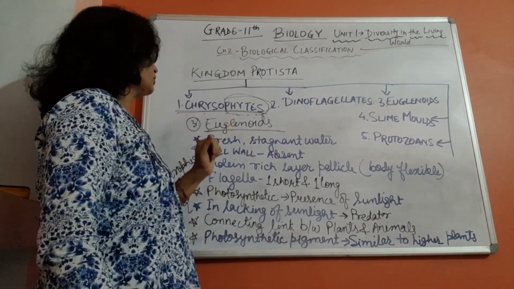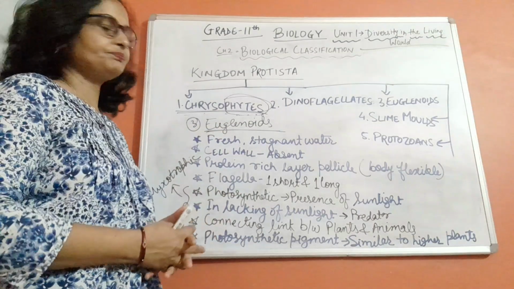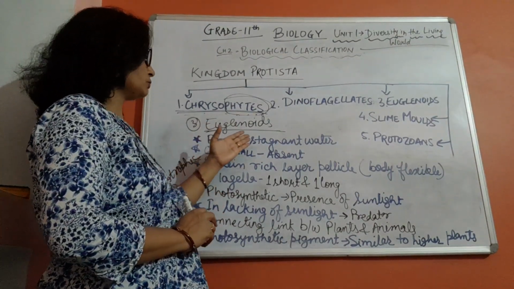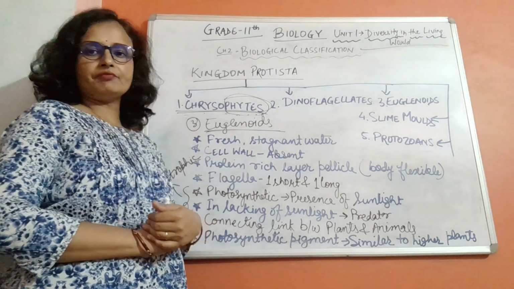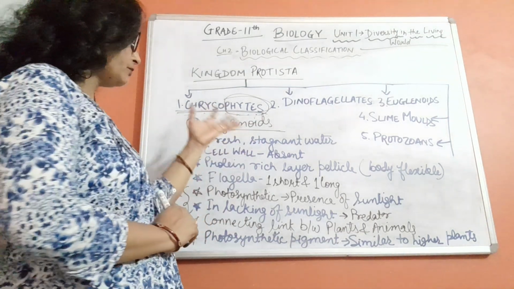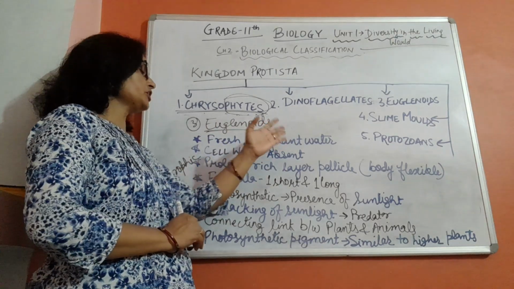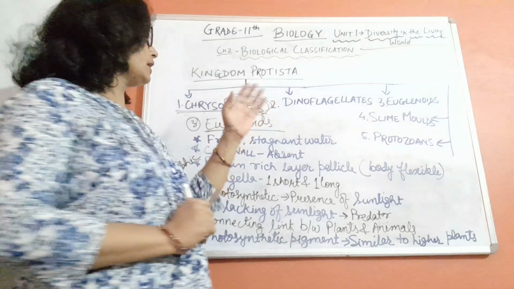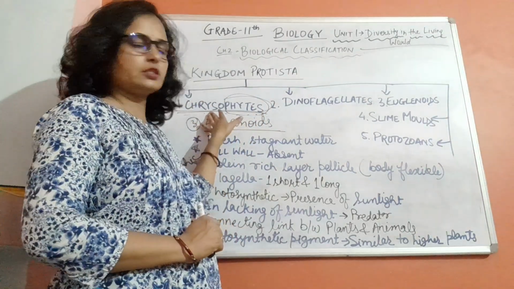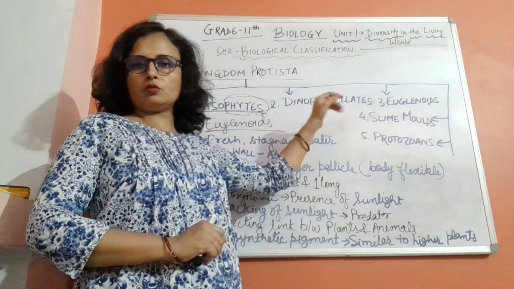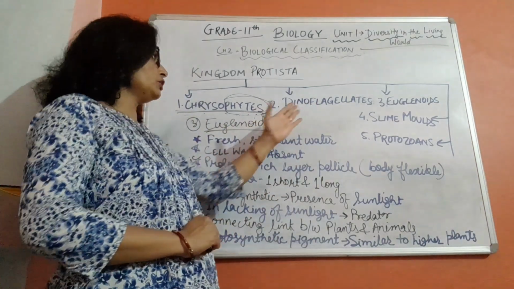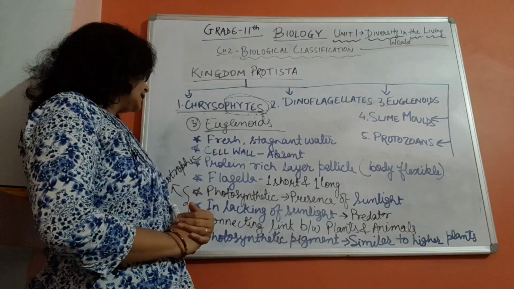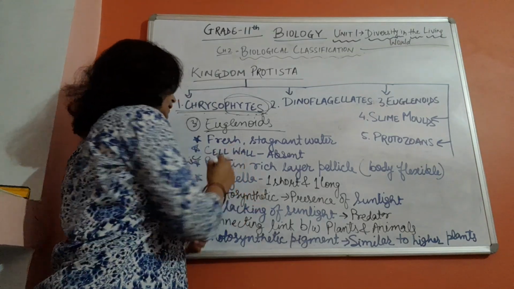Third one is euglenoids. The third type of protista is euglenoids. Euglenoids are freshwater organisms, found basically in stagnant water. Cell wall is not found. Interestingly, as we studied, chrysophytes have a silica cell wall and dinoflagellates have a cellulose cell wall, but in euglenoids the cell wall is not found. A protein-rich pellicle is found.